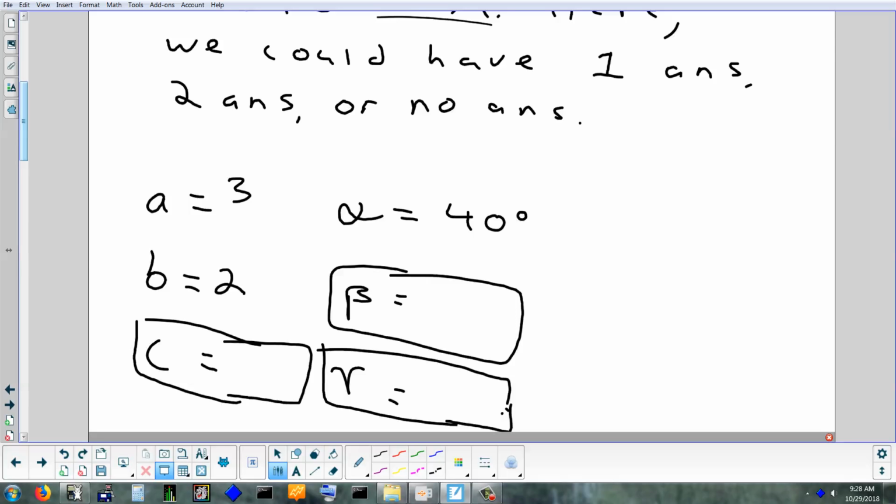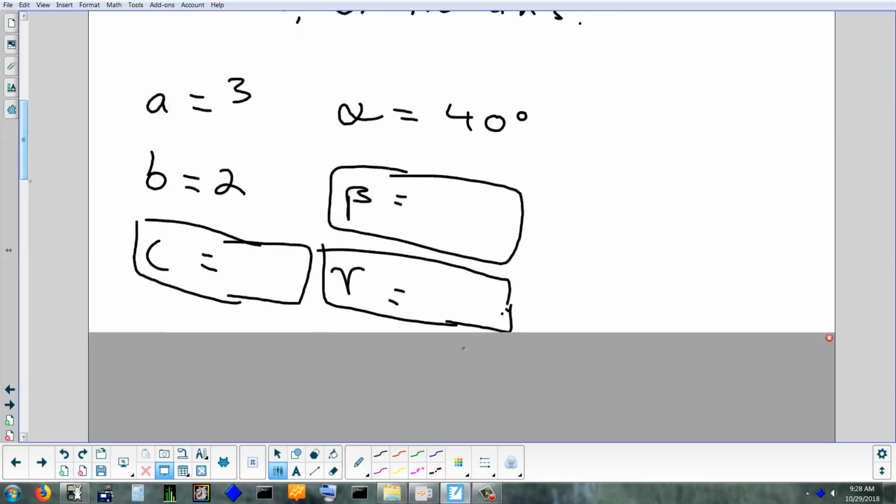Right, we don't have two angles, so we can't solve for the third one like we did in the last problem. Also, we have a row that's completely empty. Whenever you have a row that's completely empty, and you have no way to find anything in that row directly, that's another hint that this is the case.